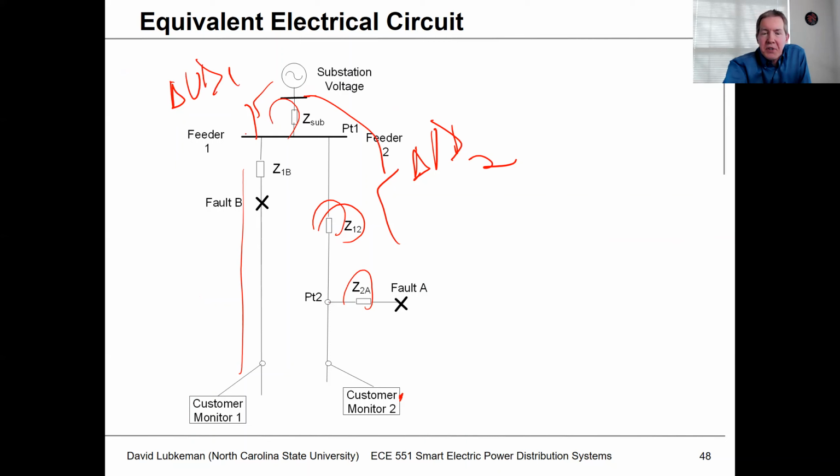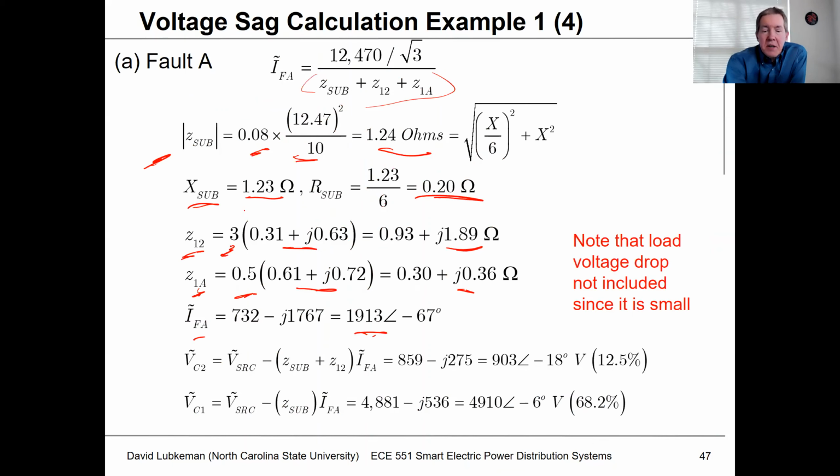So basically, the voltage at this bus at the top of the circuit is the same as what the customer monitor sees. I know you have a hard time grasping that sometimes, but when we're talking about a severe sag, this 2 to 3% drop right here is going to be negligible compared to the amount of sag caused by the fault.